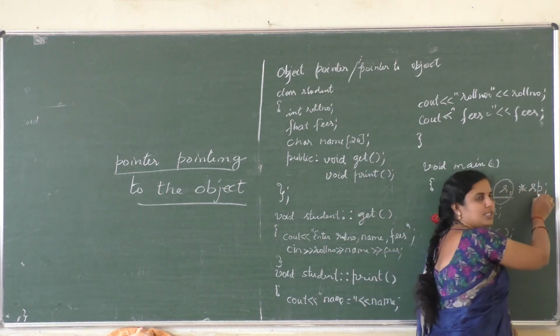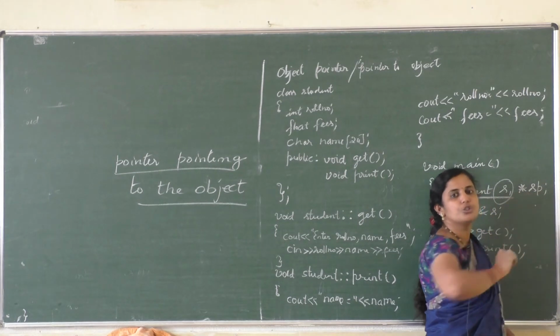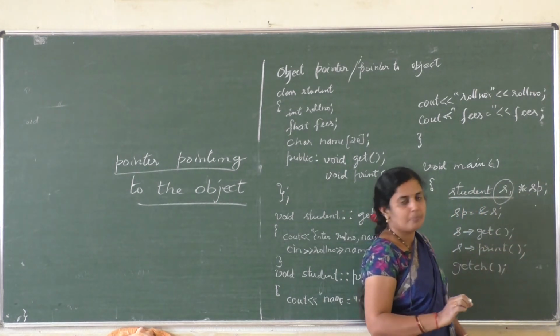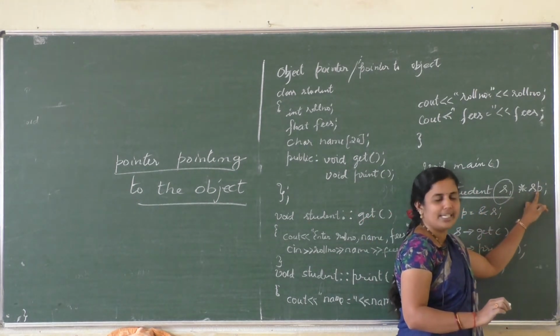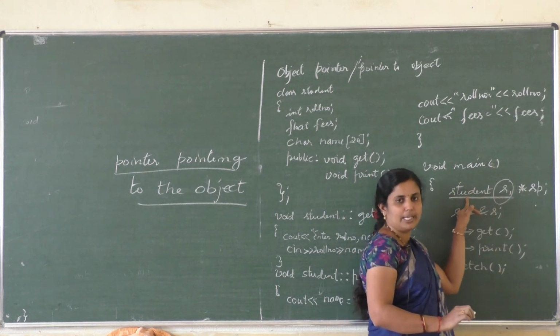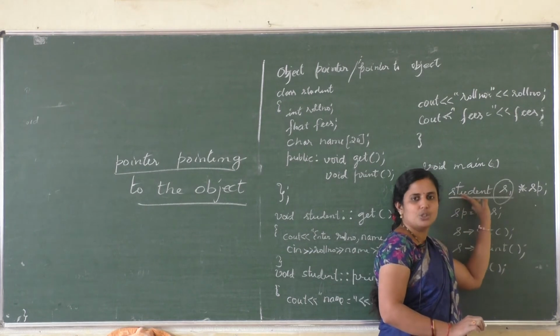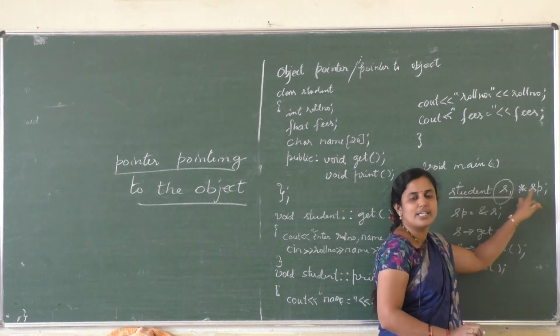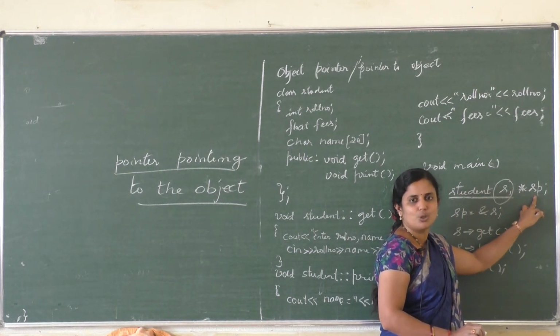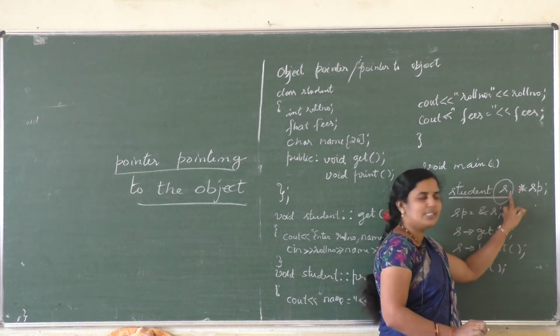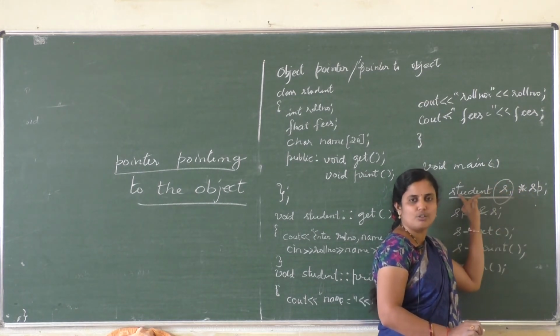Star sp is a pointer variable to store the address of an object. It also must be of what type? It also must be student type only. S is a student type, so sp also must be student type itself, because here sp is a pointer which holds the address of object S. So both must be of the same type.